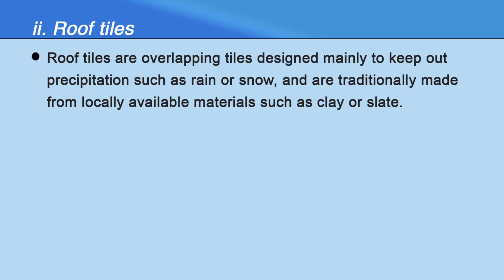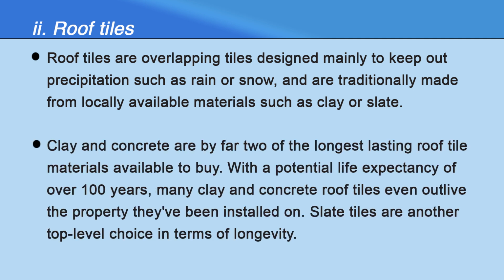Next type of roof material, that is roof tiles. Roof tiles are overlapping tiles designed mainly to keep out precipitation such as rain or snow, and are traditionally made of locally available materials such as clay and slate. Clay and concrete are by far two of the longest lasting roof tile materials available to buy. With a potential life expectancy of over 100 years, many clay and concrete roof tiles even outlive the property they have been installed on. Slate tile is another top level choice in longevity.